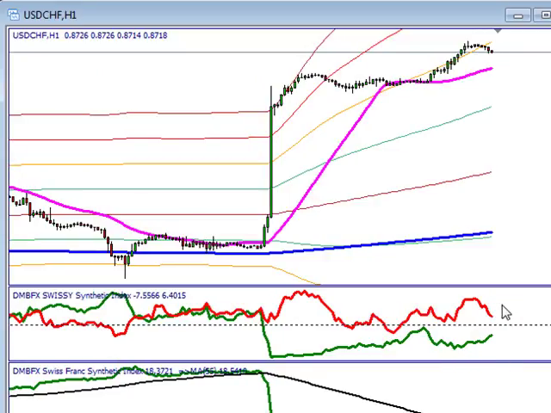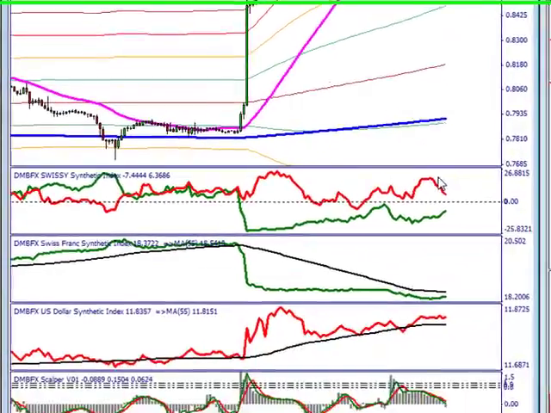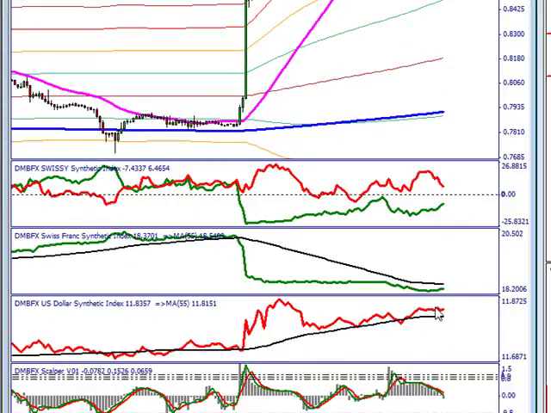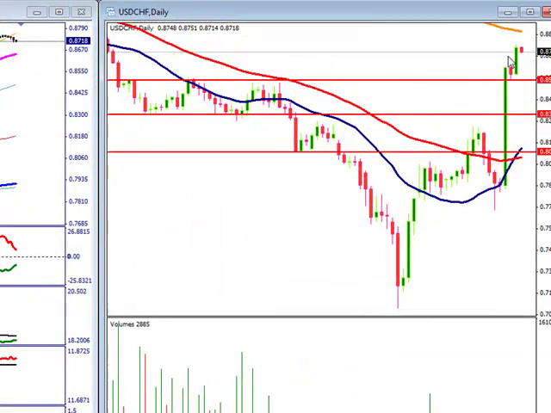But look at the convergence. So we might see a little pullback here if the franc does take control. But overall, the dollar's averaging up, the franc's averaging down, sideways at best, and we're in neutral. So as long as the dollar can stay in control, we'll continue to make this push higher to the 200 moving average.